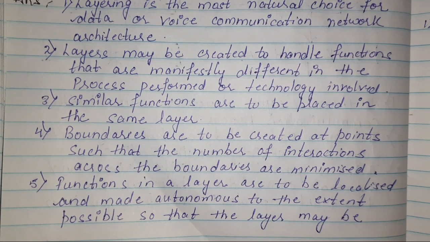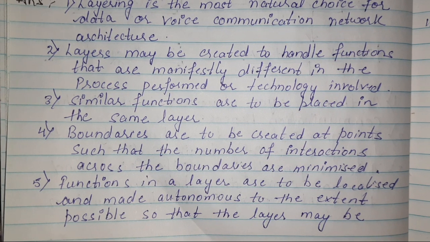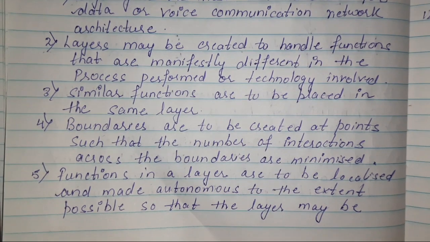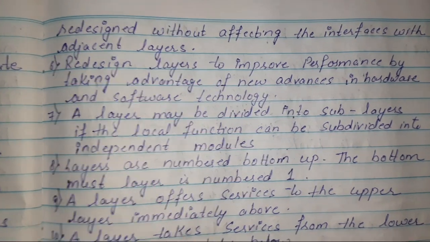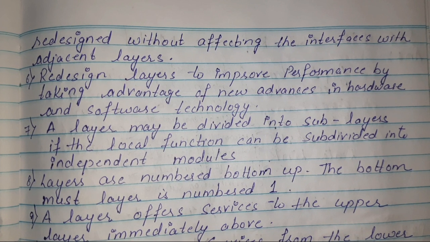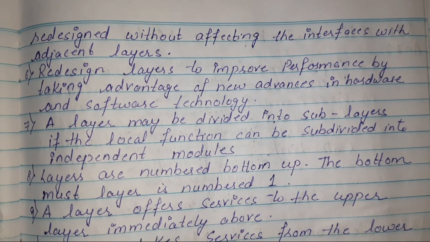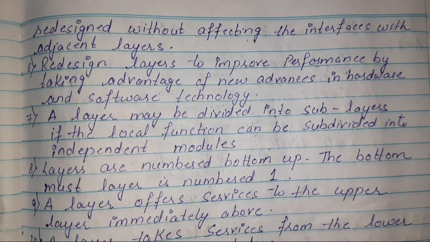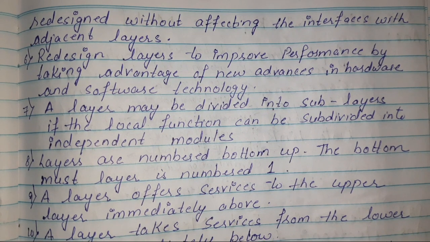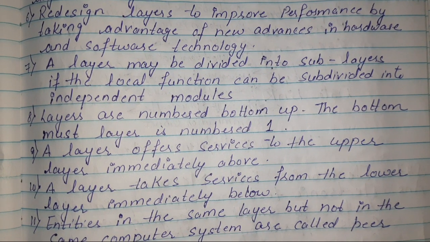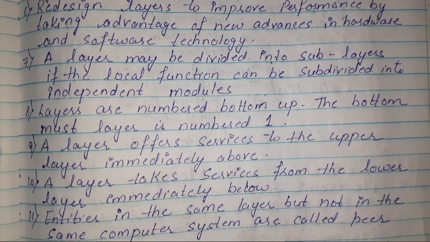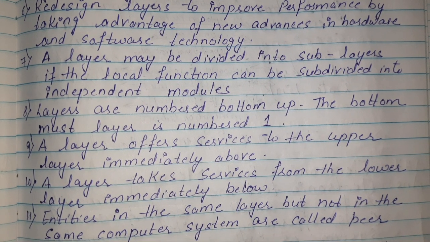Functions in a layer are to be localized and made autonomous to the extent possible so that the layer may be redesigned without affecting the interfaces with adjacent layers. Redesign a layer to improve performance by taking advantage of new advances in hardware and software technology. A layer may be divided into sub-layers if the local functions can be subdivided into independent modules.